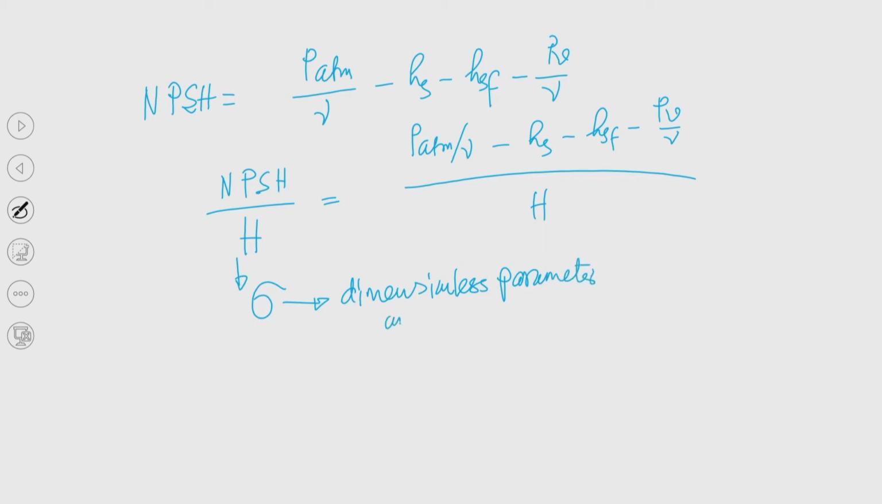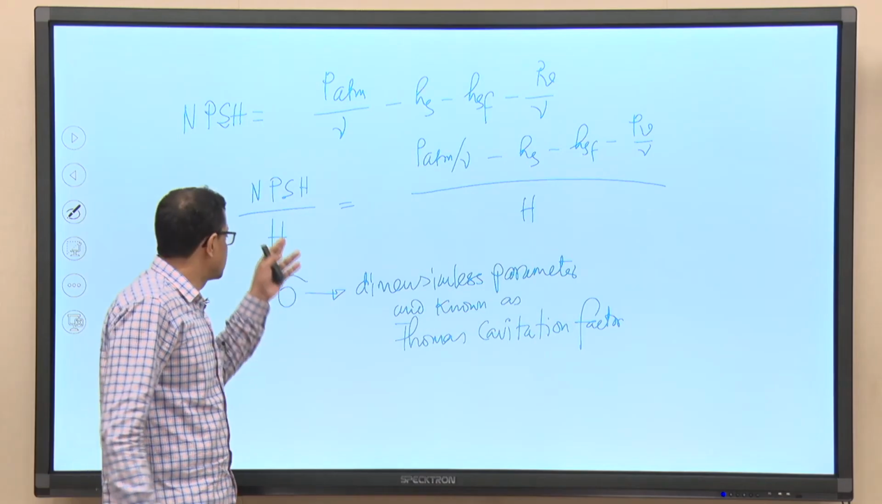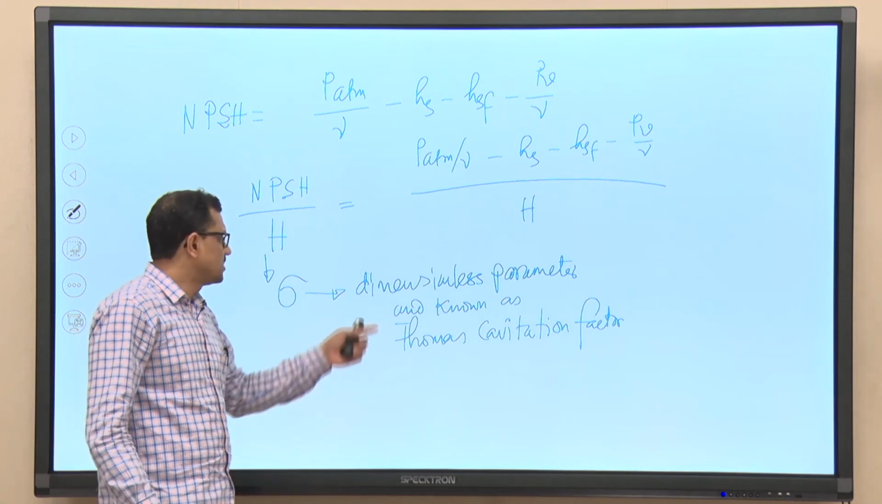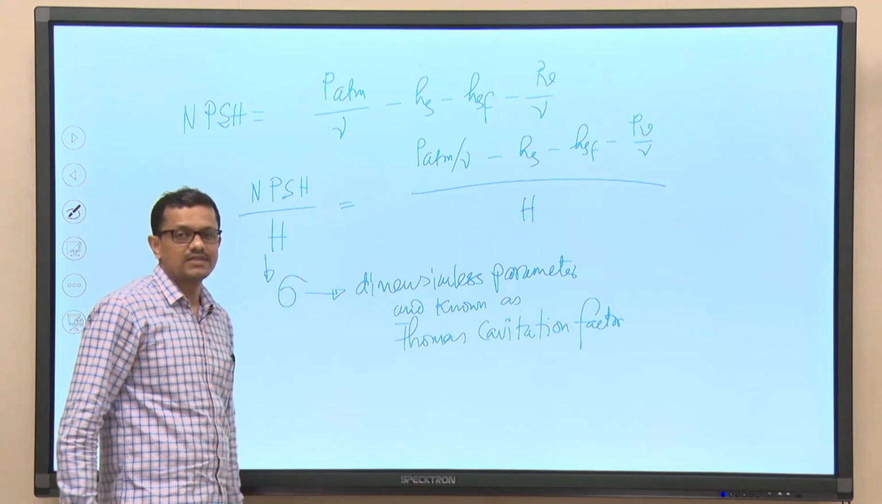and known as Thoma cavitation factor. Okay. So, this is denoted by the symbol sigma, which is the dimensionless parameter known as Thoma cavitation factor.